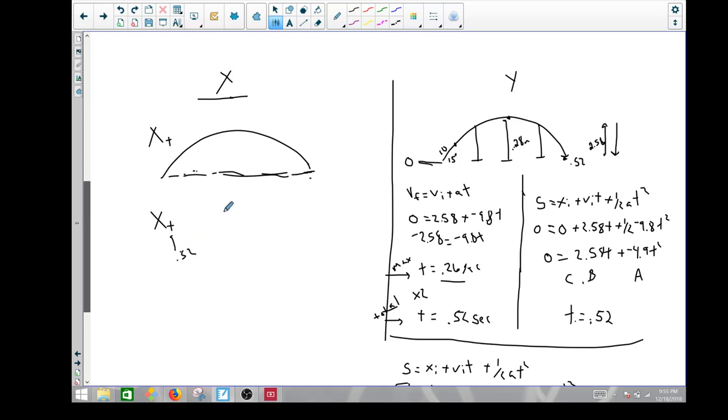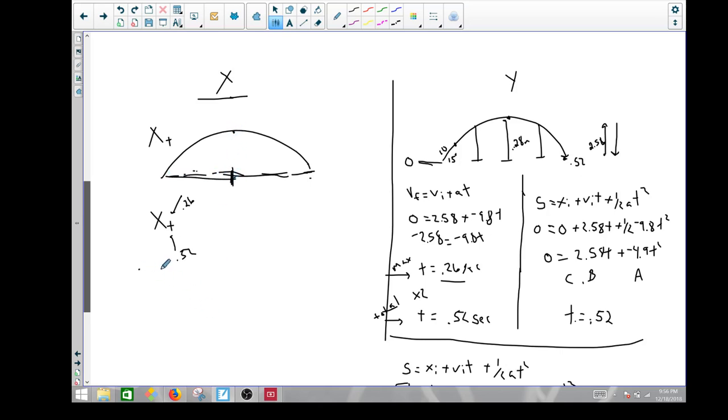Okay, another semi-common problem might be: where am I horizontally when I'm at my max height? Well, this is just going to be x at 0.26 seconds. Okay, this will tell me my horizontal location when I'm at max height.